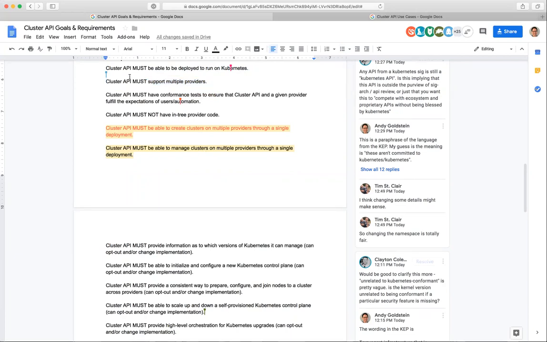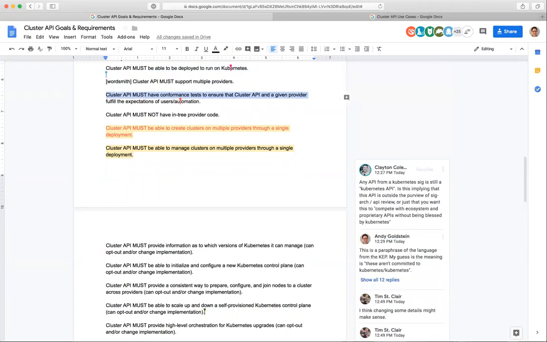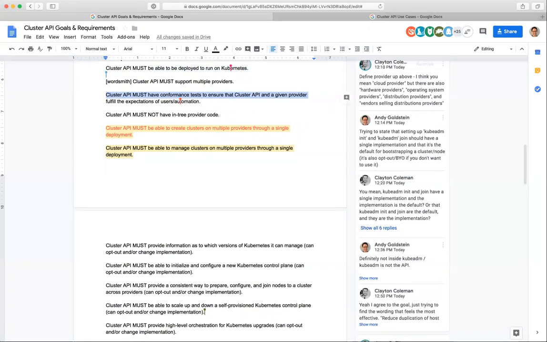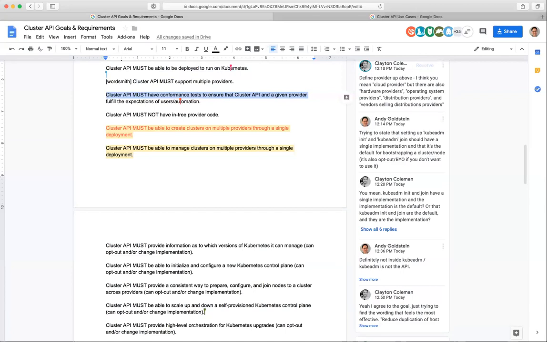So this one might be a candidate for wordsmithing. Next up, we must have conformance tests to ensure that cluster API and a given provider fulfill the expectations of users/automation.